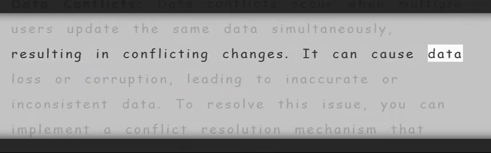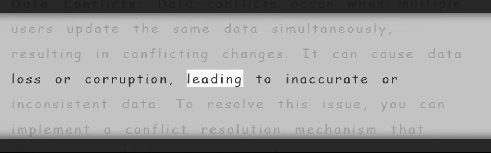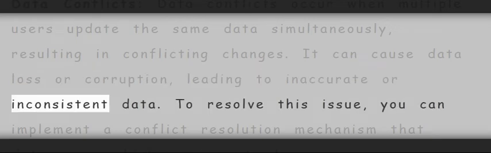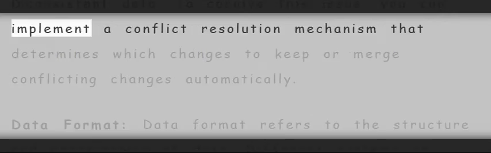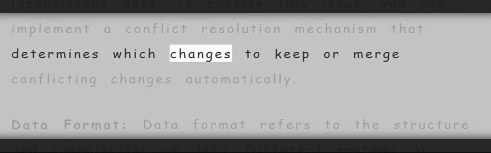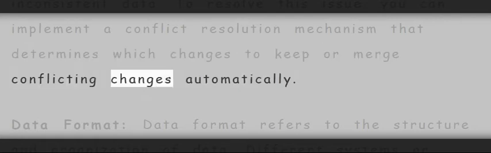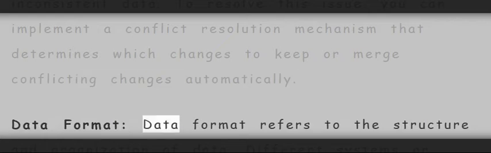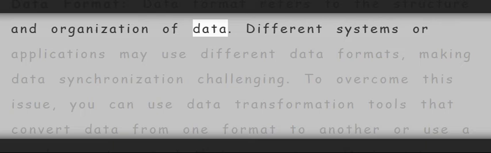It can cause data loss or corruption, leading to inaccurate or inconsistent data. To resolve this issue, you can implement a conflict resolution mechanism that determines which changes to keep or merge conflicting changes automatically.